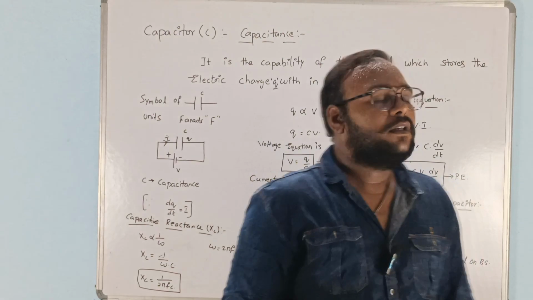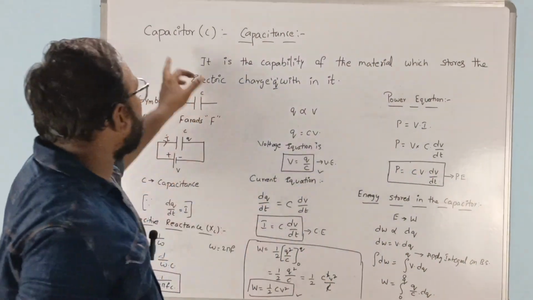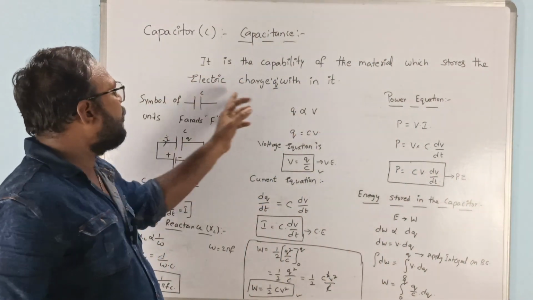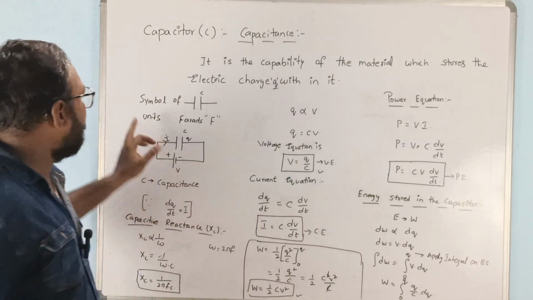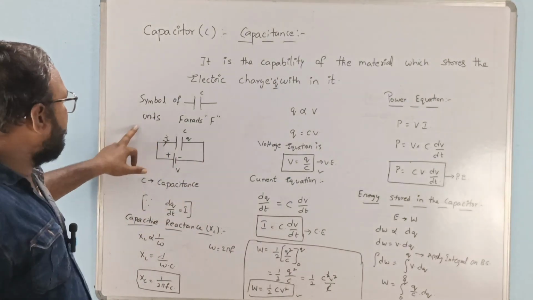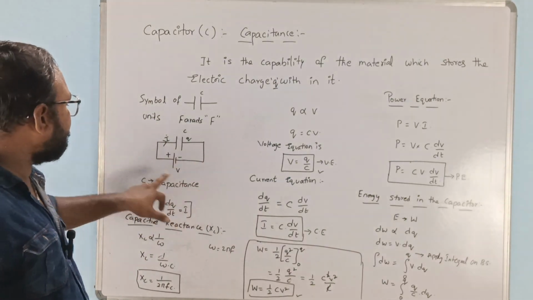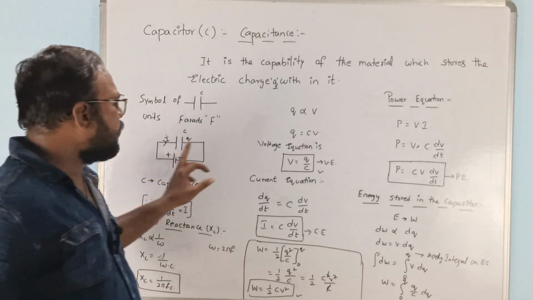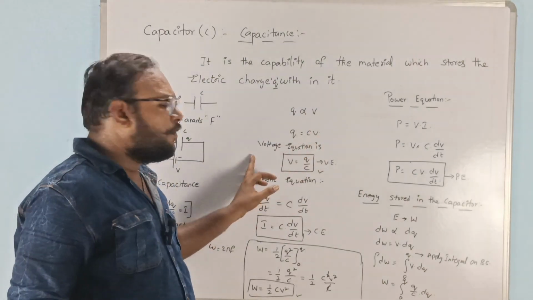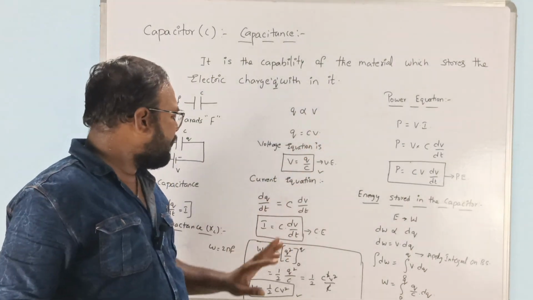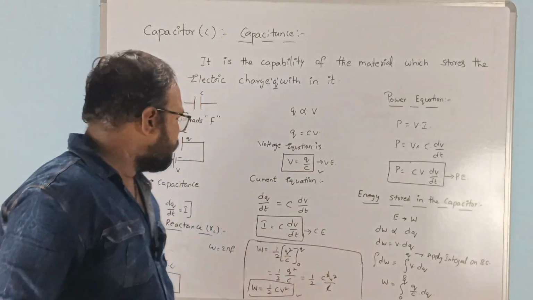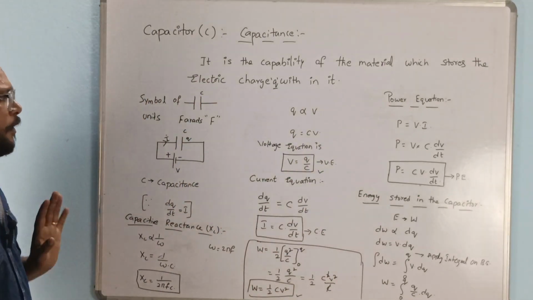Now the overview of this capacitor. A capacitor is the capability of a material which stores the electrical charge Q within it. We know the symbol of the capacitor and its unit, farads. When it is connected to the circuit, Q is directly proportional to V. So we have derived the voltage equation, current equation, power equation, the energy stored in the capacitor, and the capacitive reactance.